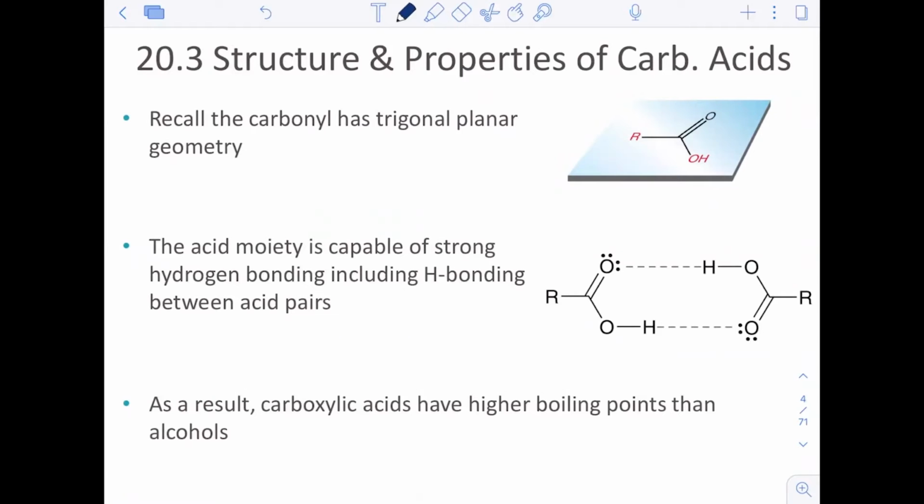Again, when we're looking at the structure and properties of carboxylic acids, trigonal planar is our geometry. The carboxylic acid is capable of hydrogen bonding. And so we see that dimers tend to form for carboxylic acids, which we have talked about a little bit before in the IR spectroscopy chapter, when we talk about why the carboxylic acid OH stretching is so broad that it goes past the 3,000-2,800 mark. The hydrogen bonding also accounts for why carboxylic acids have higher boiling points than alcohols.